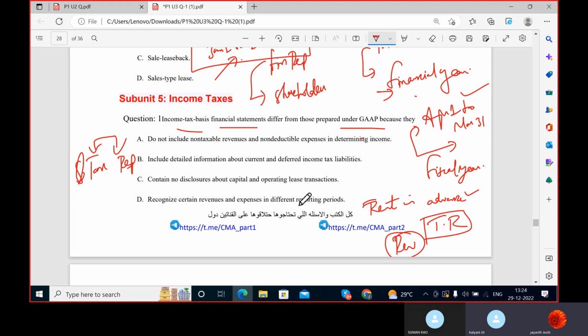Yes, sir. See, my tenant has paid me rent for the entire year in advance. I received the entire 1,20,000 rupees from him in cash on January 1st. So when I prepare tax returns, I will show that entire amount as revenue. Why? Because here we believe in cash basis. When we receive, we show.